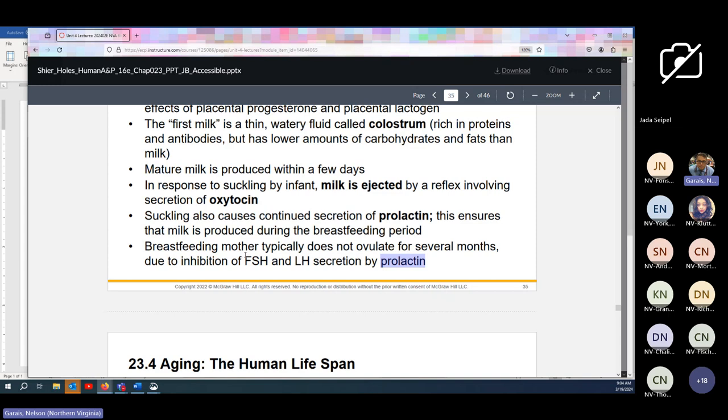But we always tell mommy and especially daddy, 6 to 8 weeks, stay away from each other. Because number one, mommy needs to heal. Number two, mommy also needs to have all her hormones go back to normal.